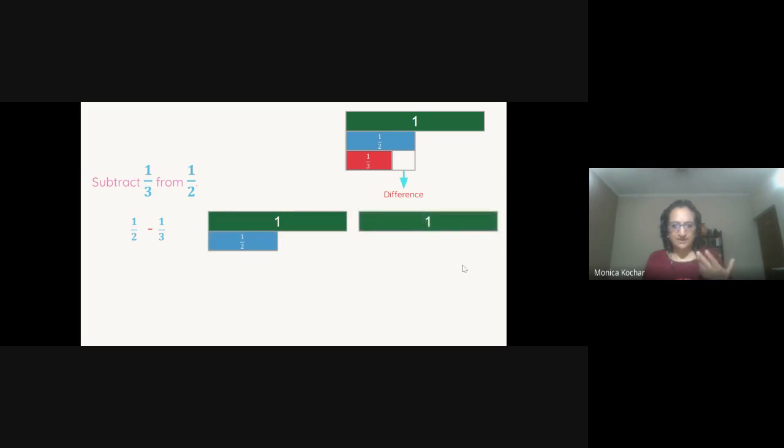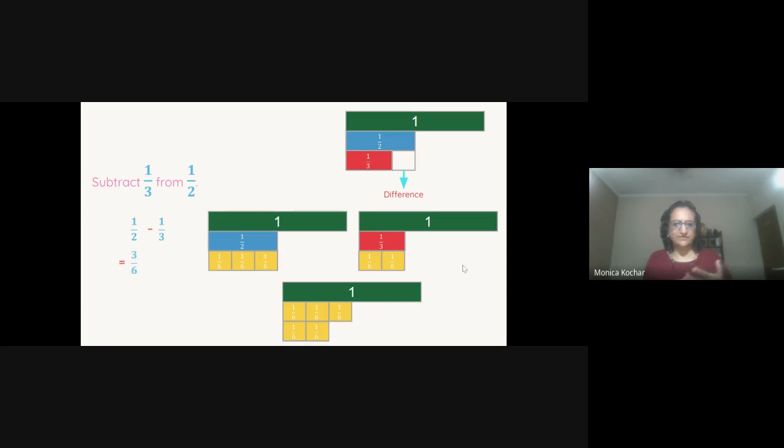So once again, I'm going to look for tiles which cover both. Not working. This is working. Now when I need to subtract, all I can see is 1 by 2 is same as 3 by 6, 1 by 3 is same as 2 by 6. So I subtract and the answer is coming to me very clearly.